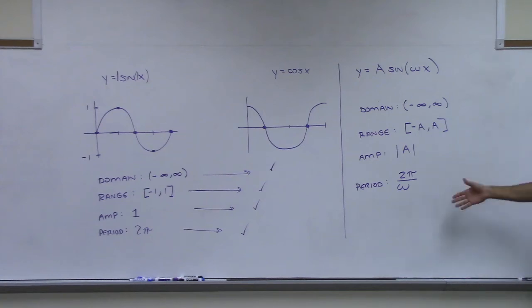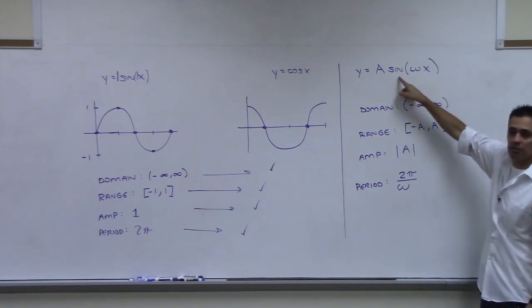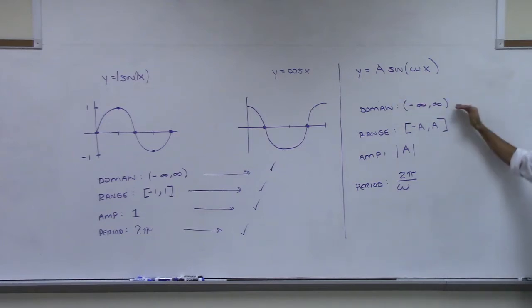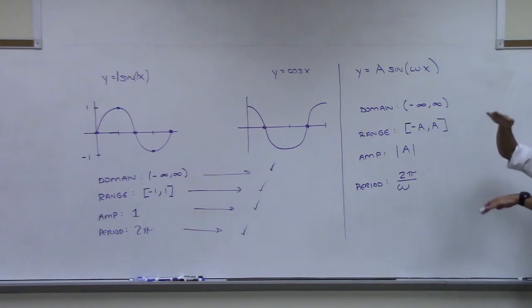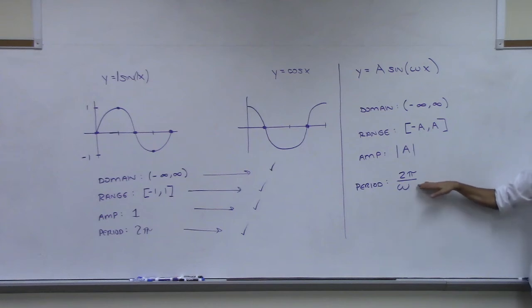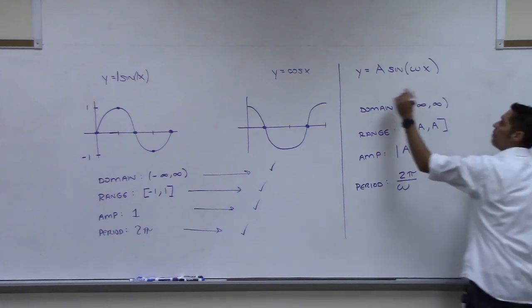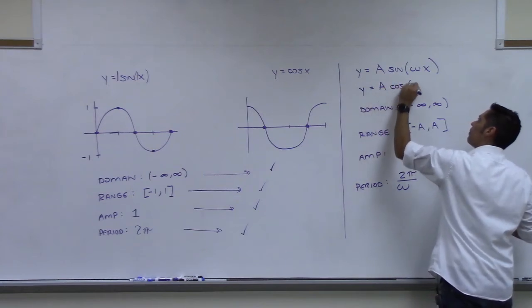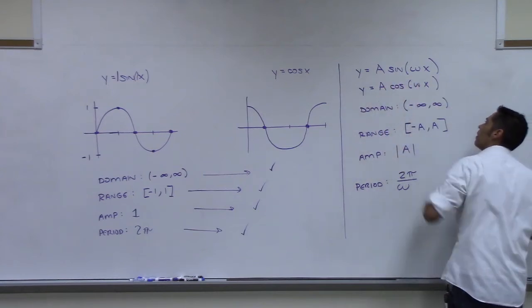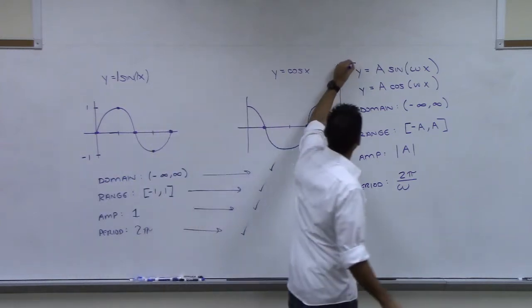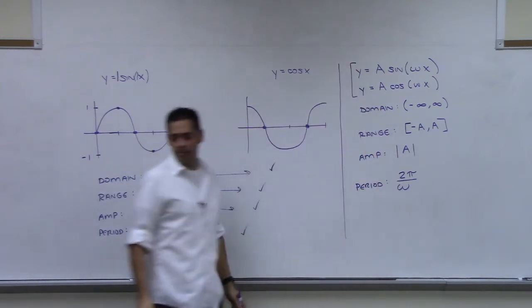Now, what do you think happens if I change this to a cosine? Does anything here change? Domain should be the same. Range should still be -A to A. Amplitude should still be the absolute value of A. And the period will be the same. So this works for both this and this. All right? So for both of these scenarios, you have this.